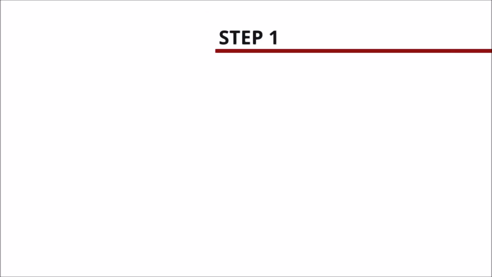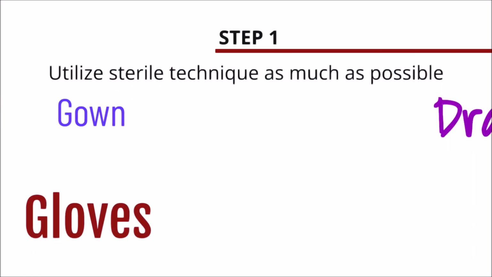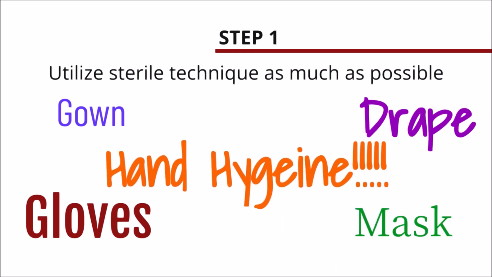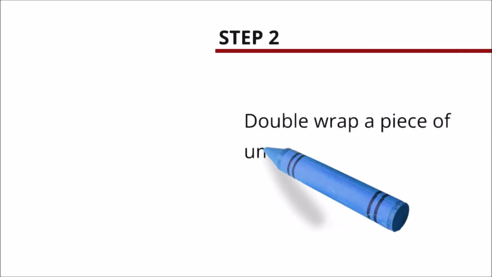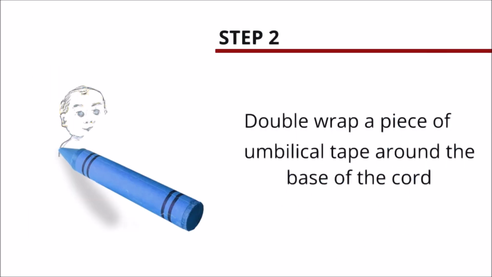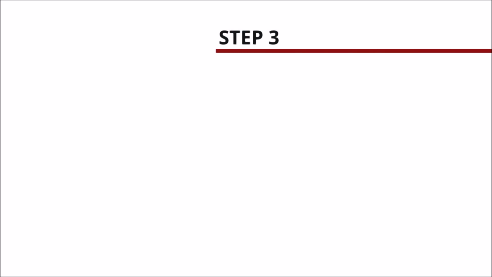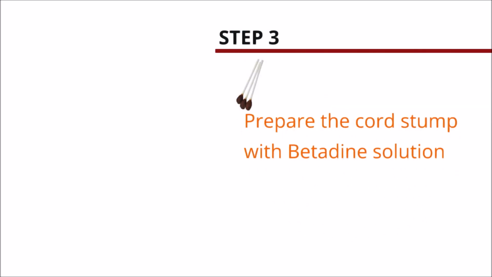So let's get started with our steps. Step 1. Utilize sterile techniques as much as possible, including gown, gloves, drapes, and masks. As always, hand hygiene is very important. Step 2. Double wrap a piece of umbilical tape around the base of the umbilical cord. Step 3. Swab the stump of the cord with a betadine solution swab stick.